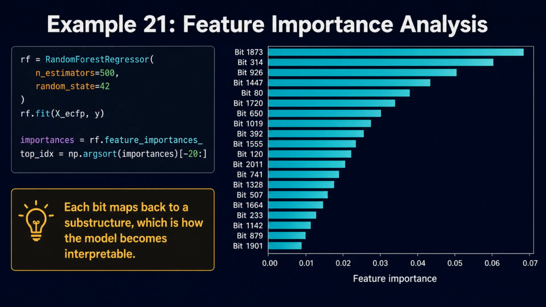Example 21 shows feature importance analysis for random forest. Fit a random forest regressor on the training fingerprints, read its feature importances attribute, and sort to pull out the 20 most important ECFP bits. Because the features here are fingerprint bits rather than named descriptors, the interpretability step is mapping each top bit back to the substructure that switched it on.